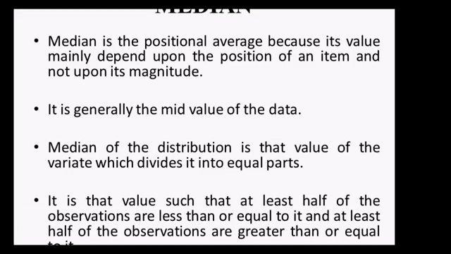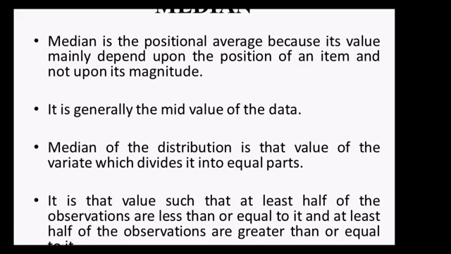or in other words we can say median of the distribution is that value of the variate which divides it into two equal parts. Now sometimes you may have a number in the middle which is the same as a number after it or before it. So a precise or a better definition is it is that value such that at least half of the observations are less than or equal to it, and at least half of the observations are greater than or equal to it.